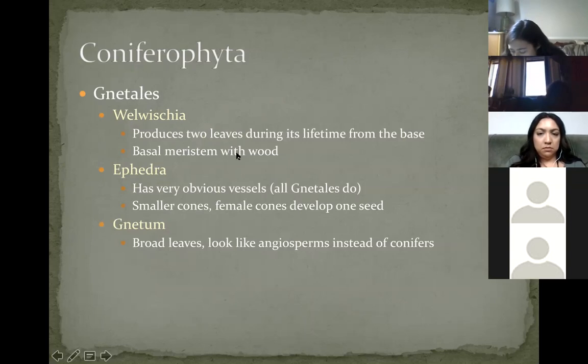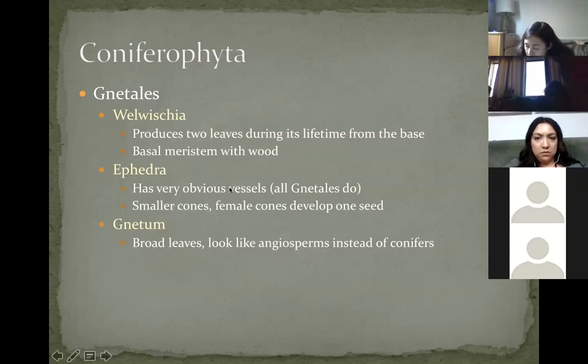If you go to the Huntington Garden in Pasadena, I believe they still have a Welwitschia there. If you ever want to go look at it, as soon as this quarantine's over, go to the Huntington because it's pretty crazy. The next one is Ephedra.